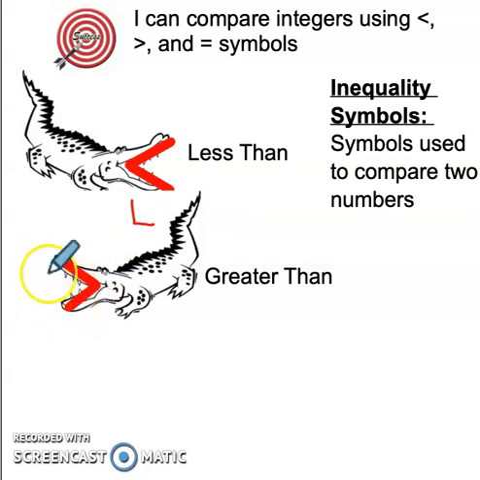And then the other symbol is greater than. The mouth comes first. Now, I know in elementary school you learned that the mouth always eats the larger number. Well, very true when we're comparing numbers. And we are going to always have that mouth, and I'm talking about this open space, facing the larger integer, and that is true.